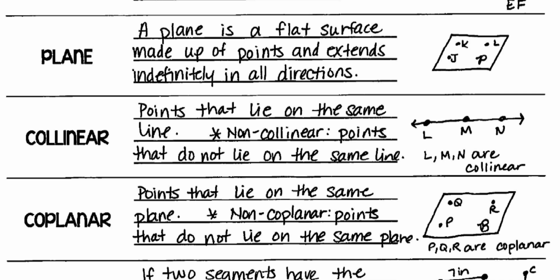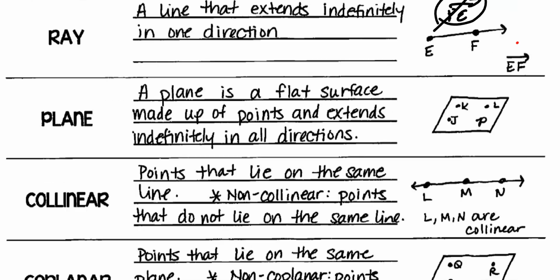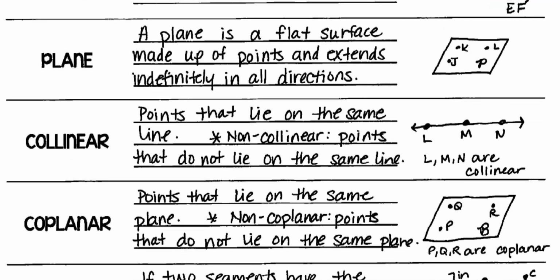Now, planes can be named by the points that are on them. So we can call this plane KLJ, plane KPL, plane LJP. It doesn't matter what order you put them in. Also, if there is another letter on here that is not a point, like say there was a little C here that doesn't have a point next to it, this can also be plane C.